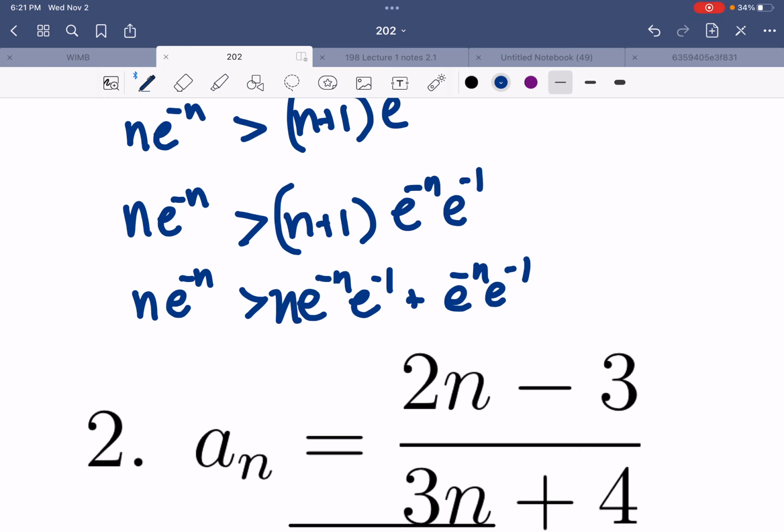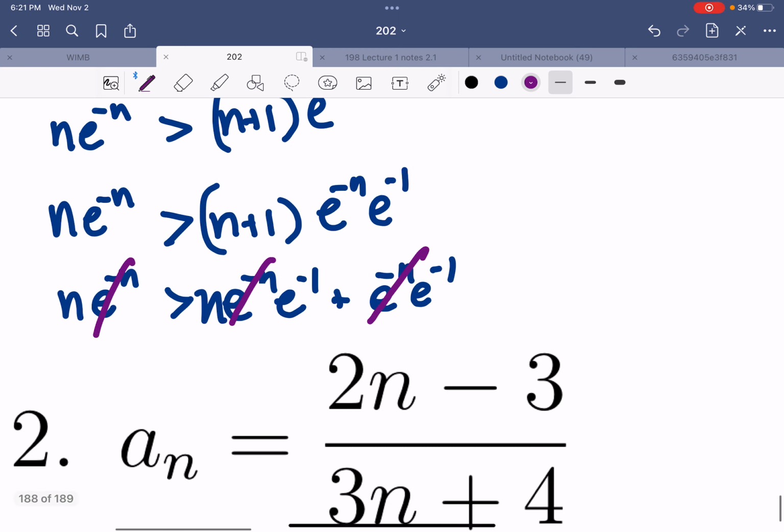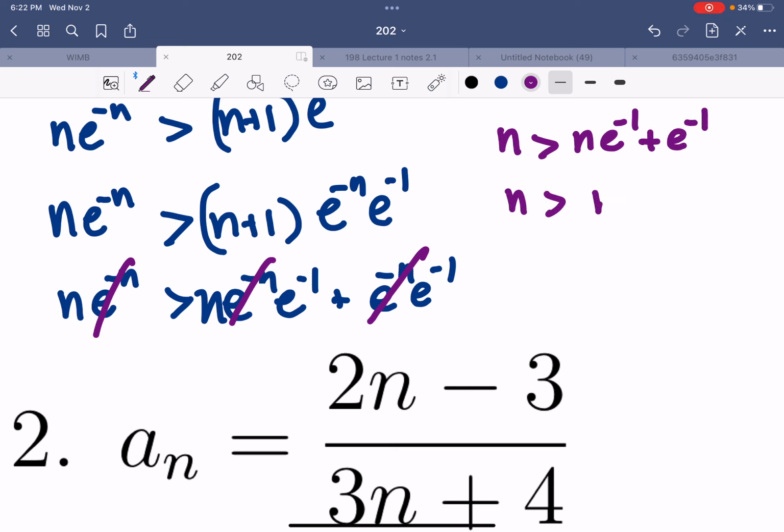Now, if you divide through by e^(-n), which we can do, this cancels, this cancels, this cancels. That tells us that this is n being greater than n times e^(-1) plus e^(-1). So this is n greater than (n+1) times e^(-1), which is a little bit tricky.